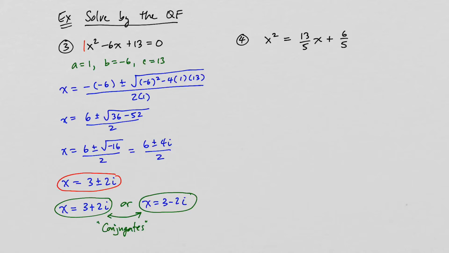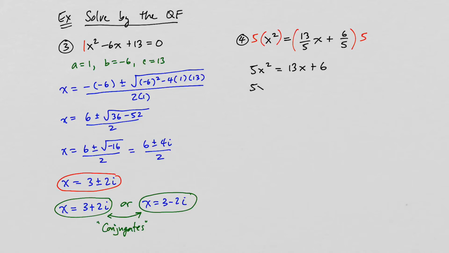Okay, in our next example, very similar. First of all, notice that it's not set equal to 0. This is a problem. We have to set it equal to 0. But also, we have a bunch of fractions here, and we don't want to deal with fractions. So the first thing I'm going to do is just multiply both sides by 5. This will give us 5x squared equals 13x plus 6.